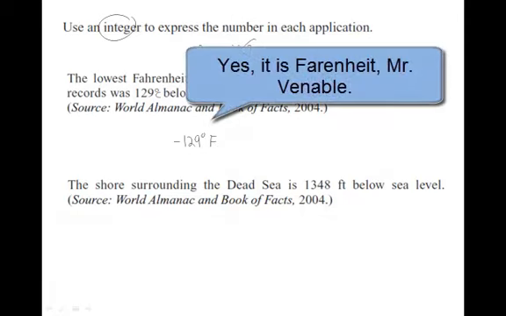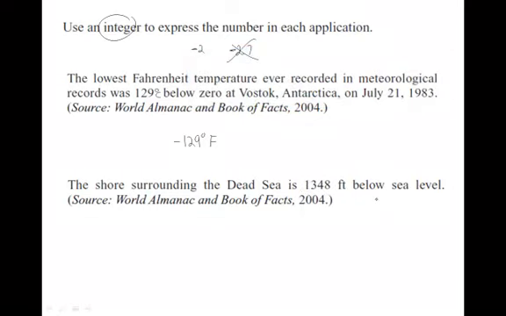All right, the shore surrounding the Dead Sea is 1,348 feet below sea level. So if you want to get a picture of this, here's the sea level, and we want to go 1,348 feet below sea level. So that's essentially negative 1,348 foot elevation. If you were above sea level by 1,348, that would be positive, and we wouldn't need to put the positive sign. It's understood if you don't have a sign that it is positive.